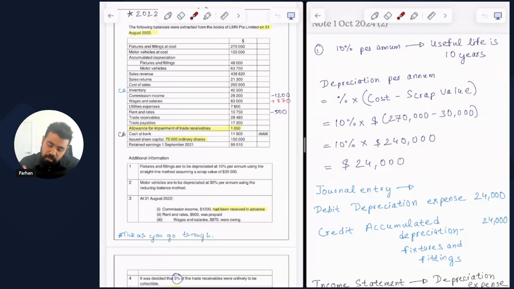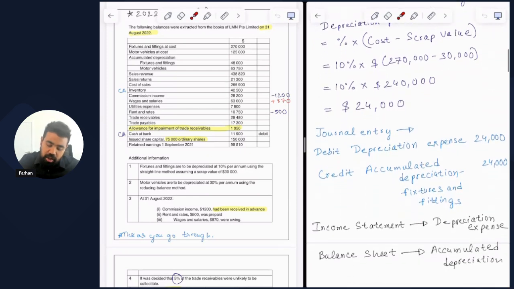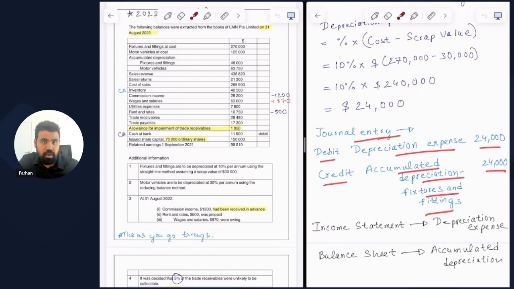Now, I have some more questions for you. So how about the journal entry? Now, the journal entry for any depreciation that we incur in our business, you always debit the depreciation expense, which in this case is to depreciate the fixtures and fittings. So depreciation expense for fixtures and fittings by $24,000, and the credit entry would be accumulated depreciation specifically for fixtures and fittings, and that is also $24,000.